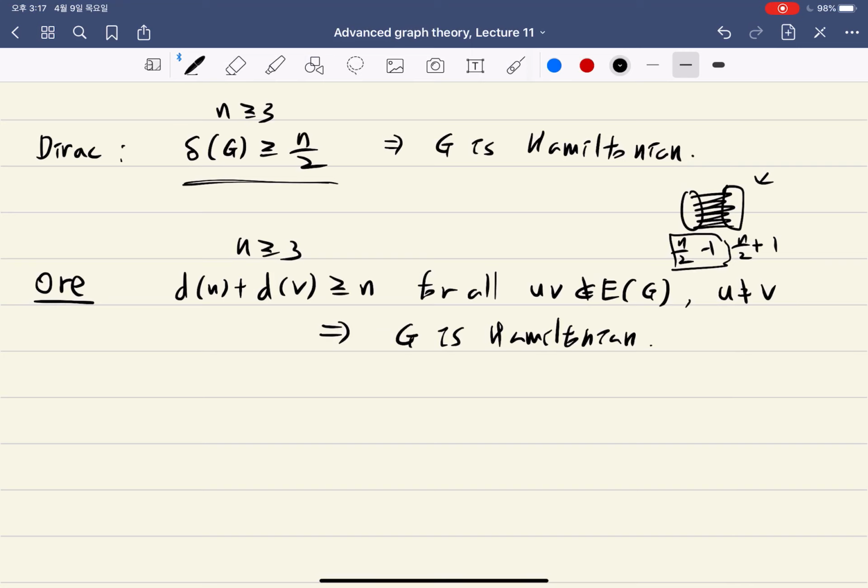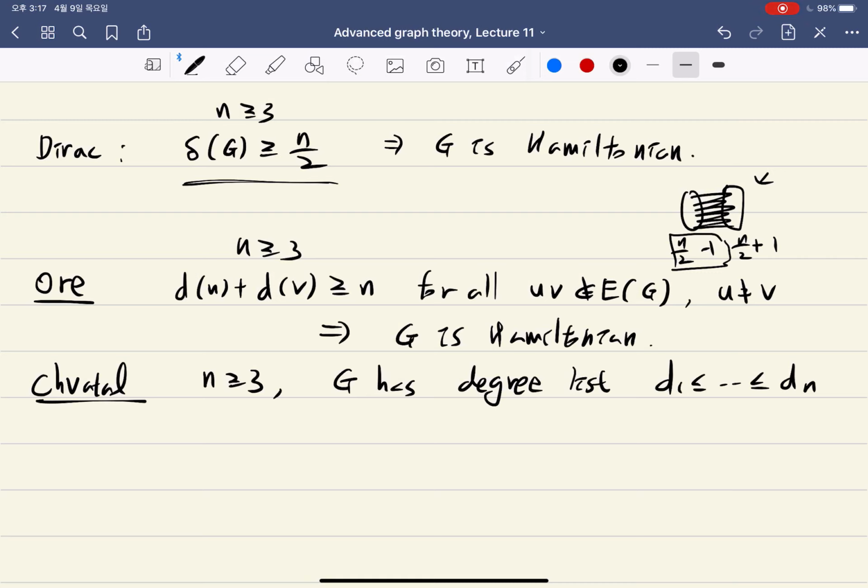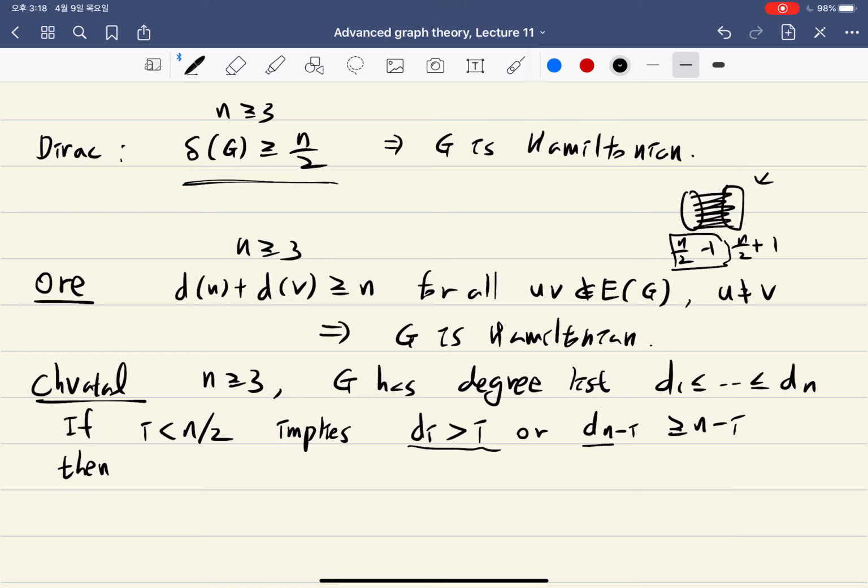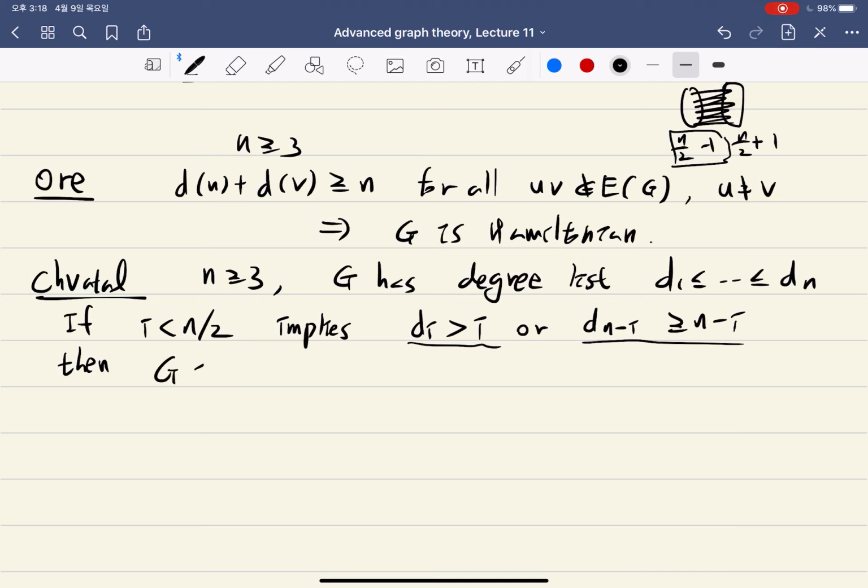And also there is Chvátal's theorem. It says that again n is at least 3 and G has degree list d1 to dn. And for each i strictly smaller than n over 2, either d_i is bigger than i, or d_(n-i) is at least n minus i. For all i, if one of these happens, then G is Hamiltonian.